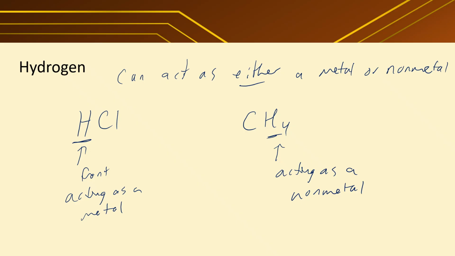So this would be a metal with a nonmetal. It's an ionic bond forming. Whereas in the CH4 compound, carbon is a nonmetal. Hydrogen is acting as a nonmetal. Both nonmetals, it would be covalent. So this would be ionic, covalent. So be careful with hydrogen.